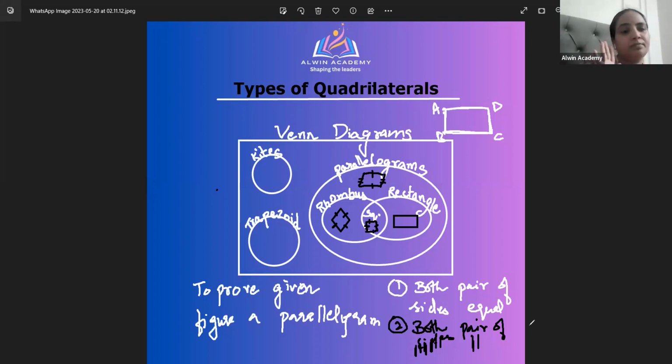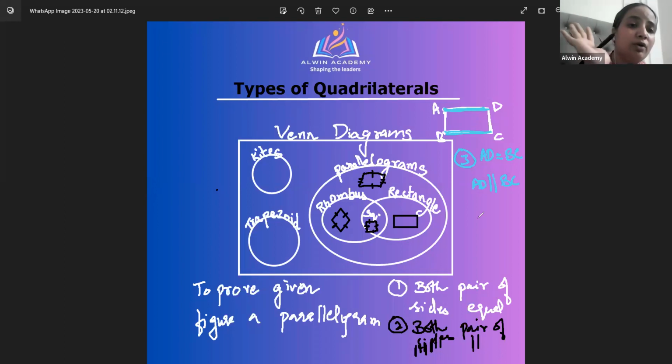Okay, bacha? There is a third way as well. What is the third one? Take only one pair, any one pair. AD and BC, I have taken one pair. Any one pair, if you prove it to be parallel and equal as well. So when I say that AD is equal to BC, and when I say AD is parallel to BC, when I say both things for the same pair, then also this given figure is proved to be a parallelogram.